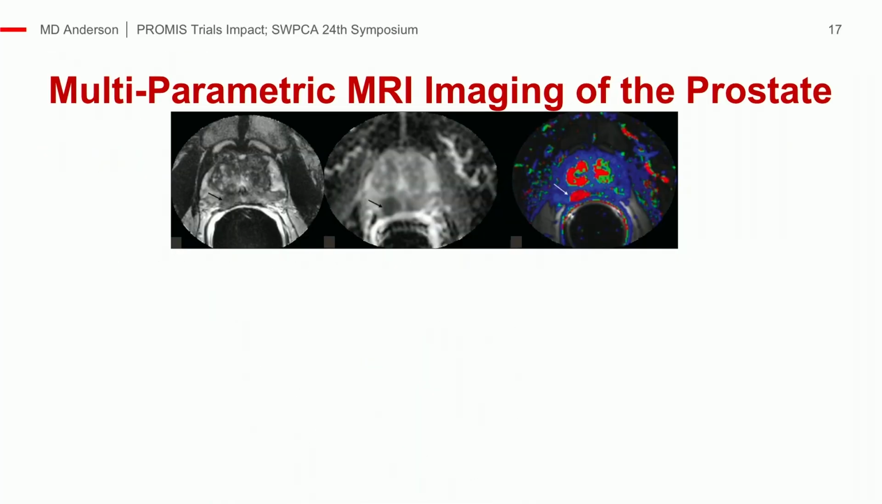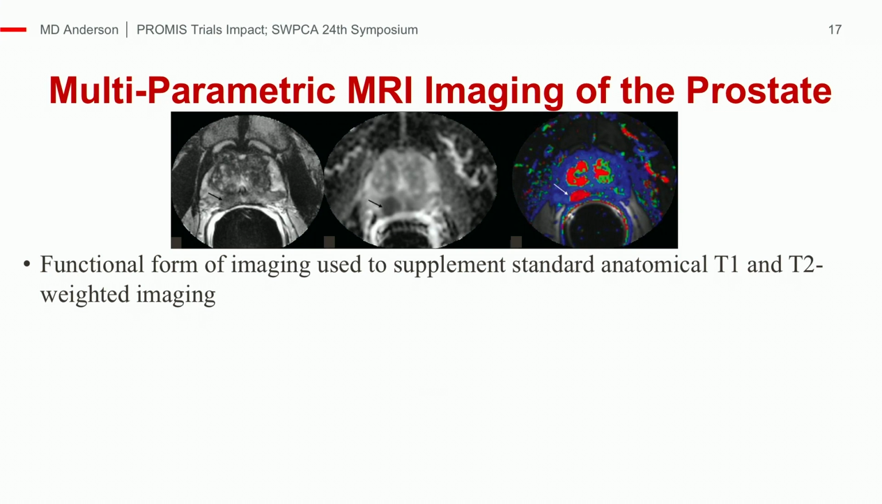So, multiparametric MRI imaging of the prostate. This has actually been around for quite some time. I can remember being up at Mayo back in 2000 and having our first lecture on multiparametric MRI. But at that time, we clearly knew that we could see prostate cancer within the gland, but we weren't quite sure how to get at it. And so we did a lot of different things.